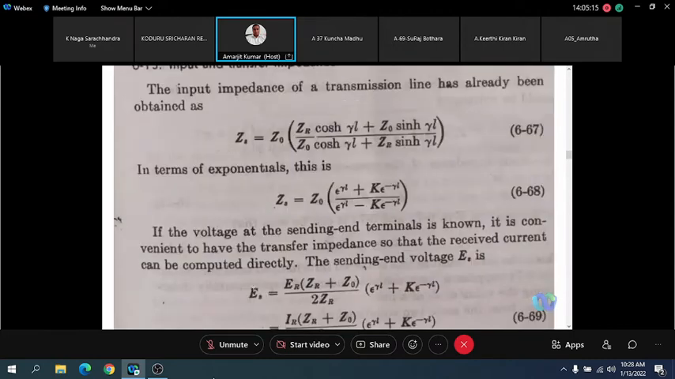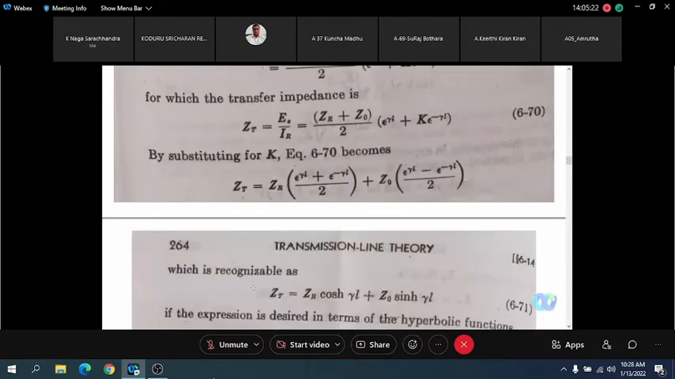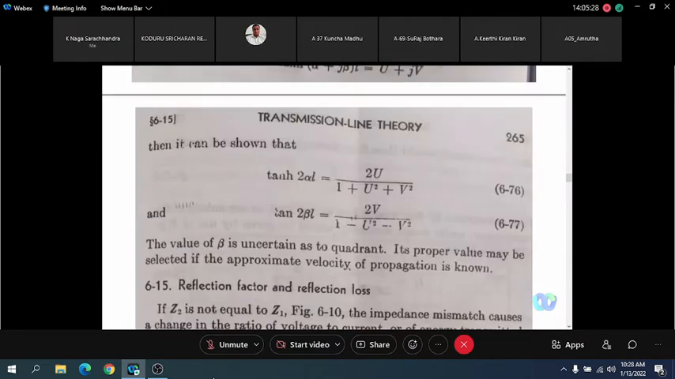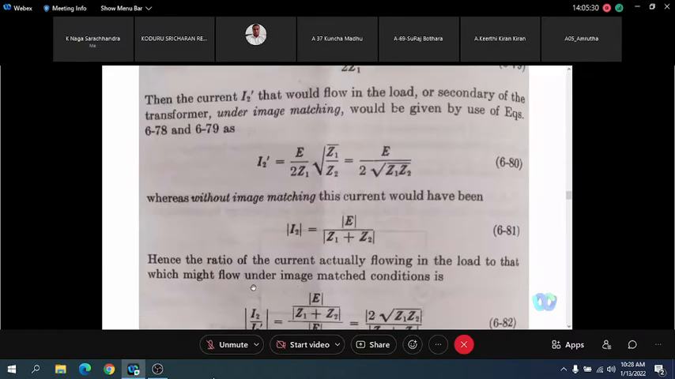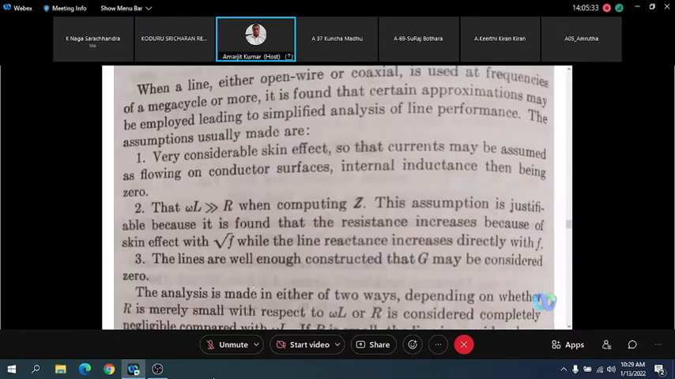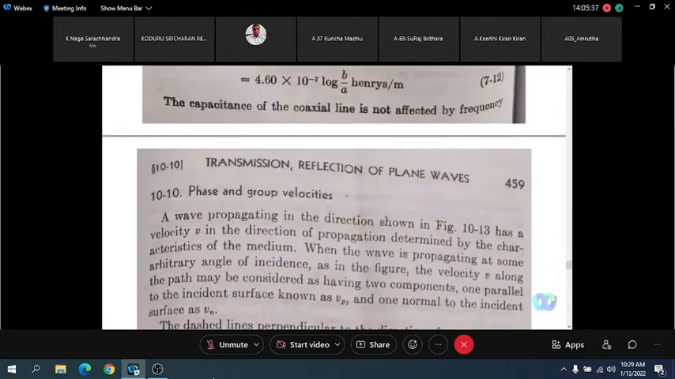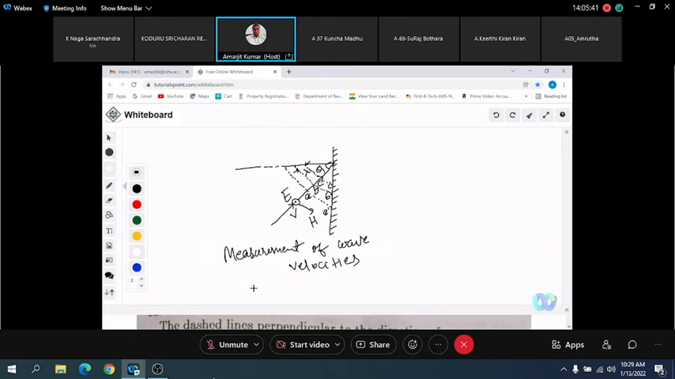So we have seen the characteristic impedance, the input impedance and the transfer impedance. Reflection factor and reflection loss also we have done. So next we have phase and group velocity.